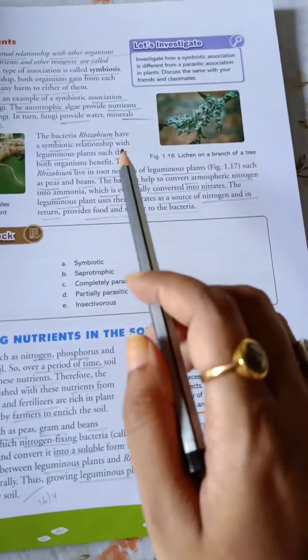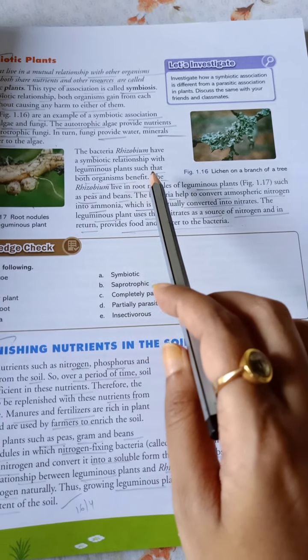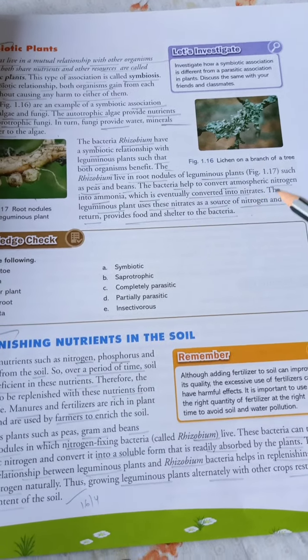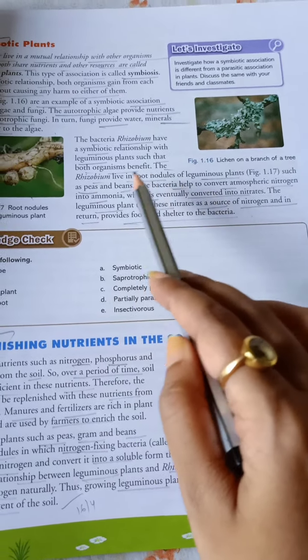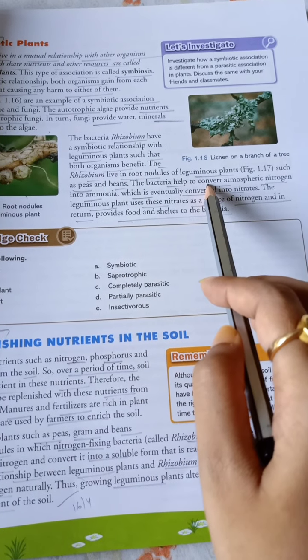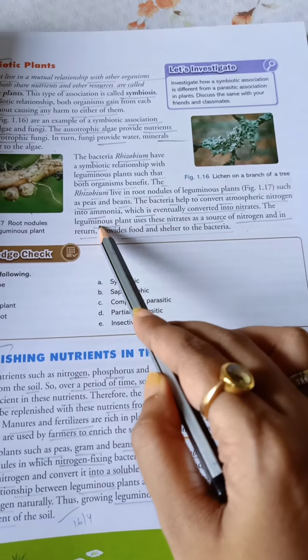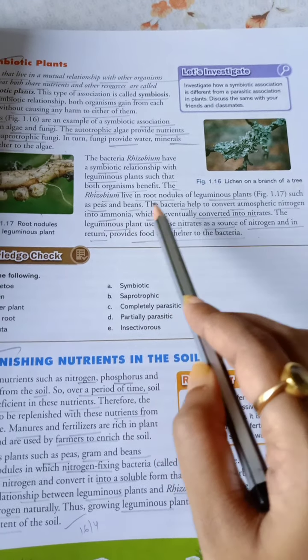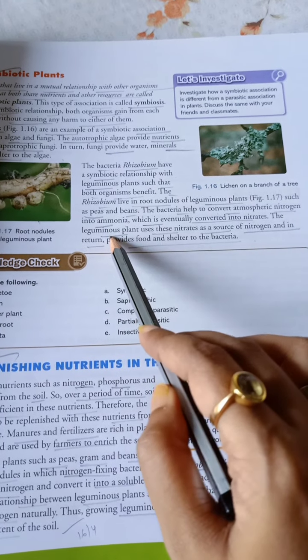Similarly, a bacterium named Rhizobium has a symbiotic relationship with leguminous plants such as peas and beans. They live in the root nodules of the leguminous plants. And Rhizobium helps to convert the atmospheric nitrogen into ammonia and eventually into nitrates. That helps the plants for their development.